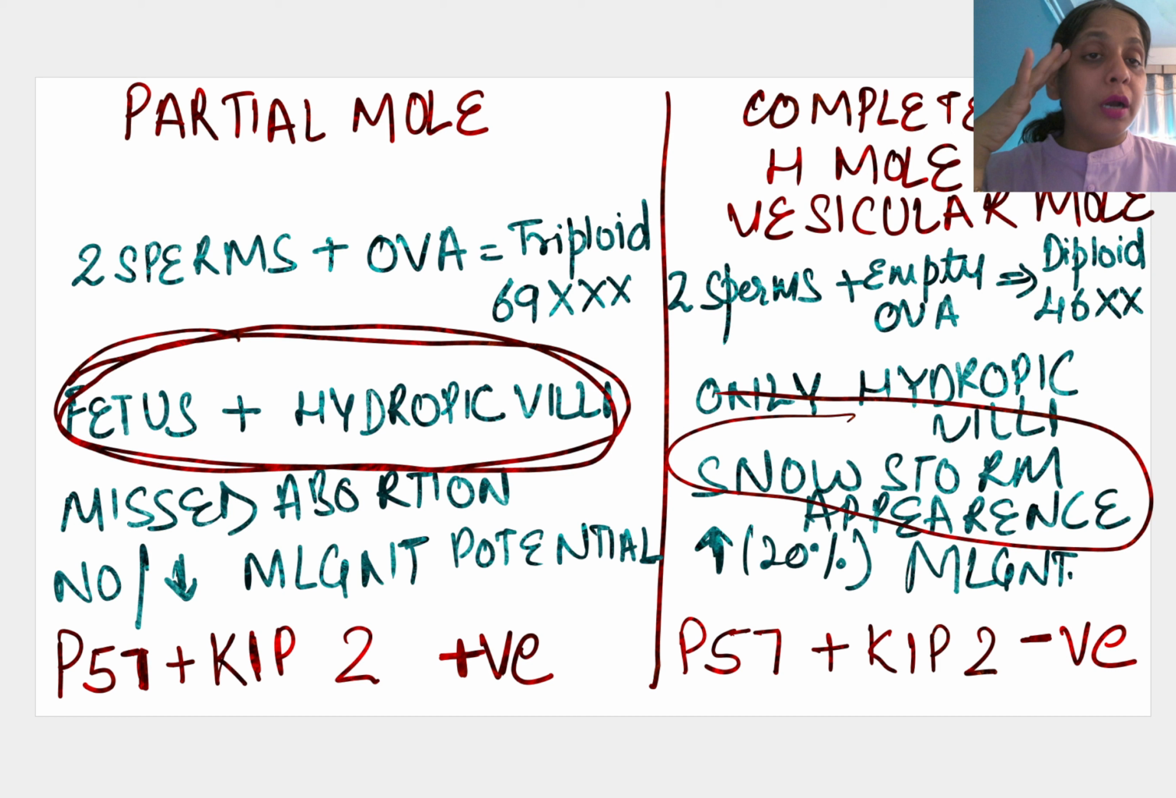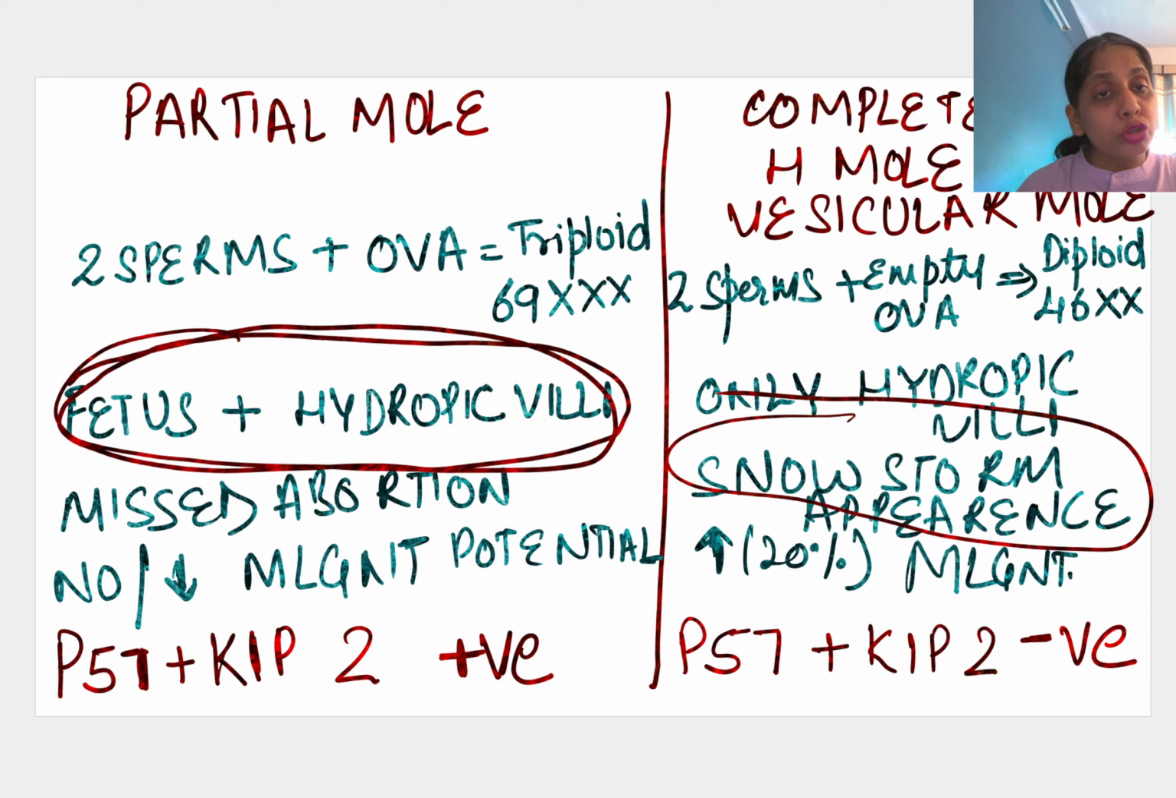Yes, hydropic villi are formed in both. Snowstorm appearance is a name given only and only to the complete mole. It is not given to the partial mole, because in there the fetus is there, so the whole uterus is not filled with villi. You can see the fetus, so the complete snowstorm appearance is not there.